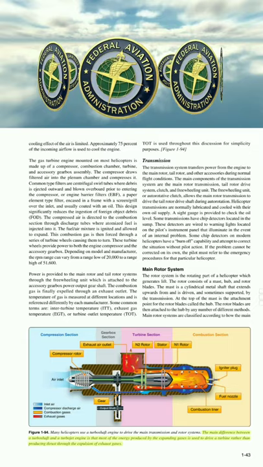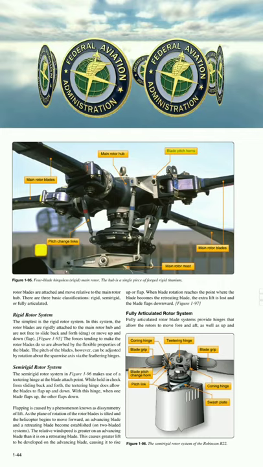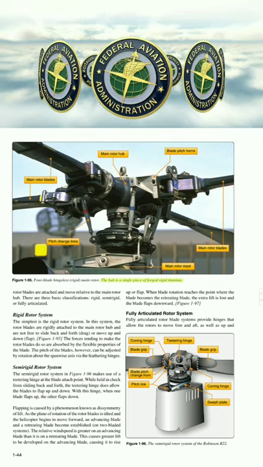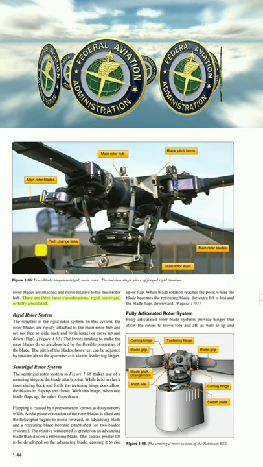Main rotor hub. Blade pitch forms. Main rotor blades. Pitch change links. Main rotor mast. Figure 195. Four blade hingeless rigid main rotor. The hub is a single piece of forged rigid titanium. Rotor blades are attached and move relative to the main rotor hub. There are three basic classifications: rigid, semi-rigid, or fully articulated.